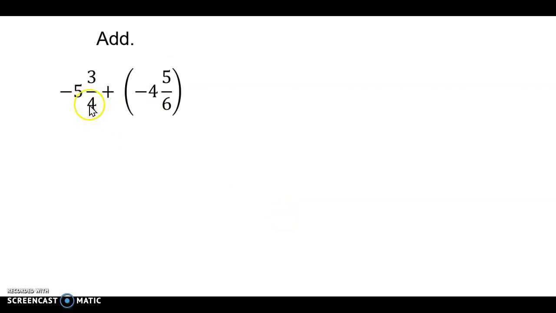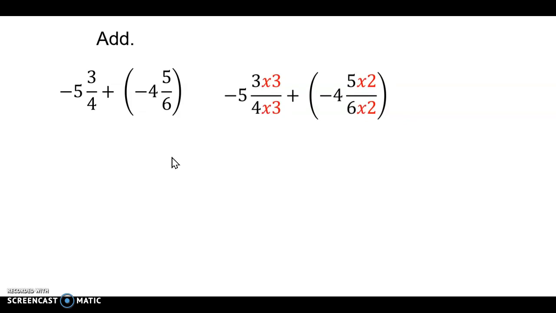All right, this one we need a common denominator. Now 6 is the bigger number. The problem is 4 times something, you can't get 6. So 4 times a whole number. So what we've got to do is think of another common denominator. So something 4 and 6 both go into. So 12 would work. So 4 times 3 is 12, and 6 times 2 is 12.